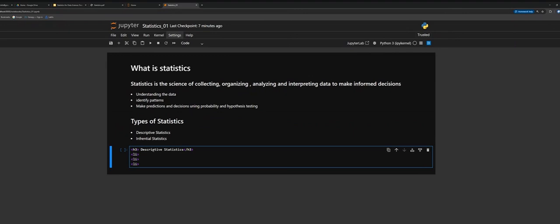Descriptive statistics summarizes your data into meaningful information. Now what does it use? It uses measures of central tendency. What does that include? Mean, median, mode. It also includes variance. What is variance? The distance from your average or mean.